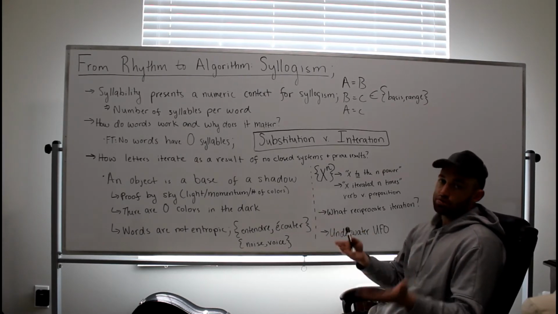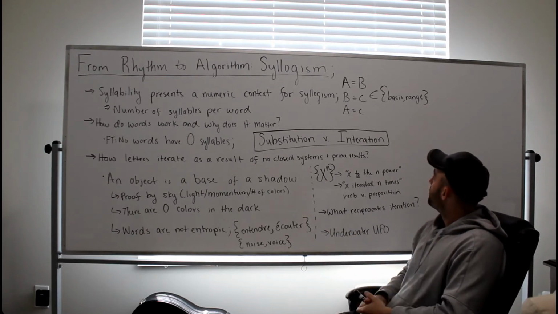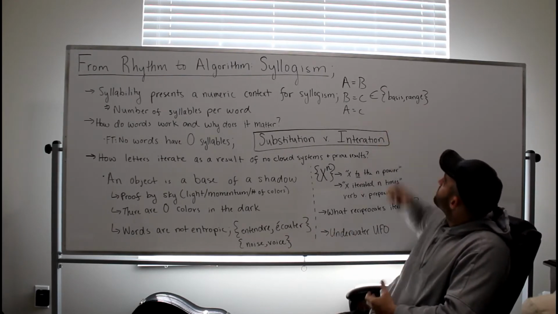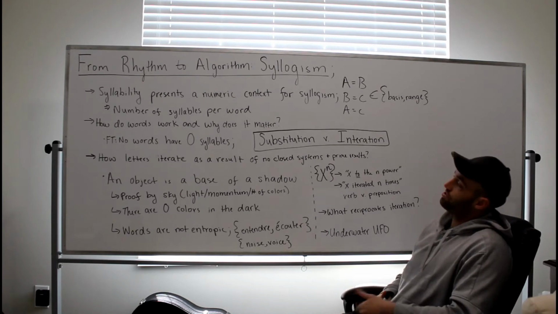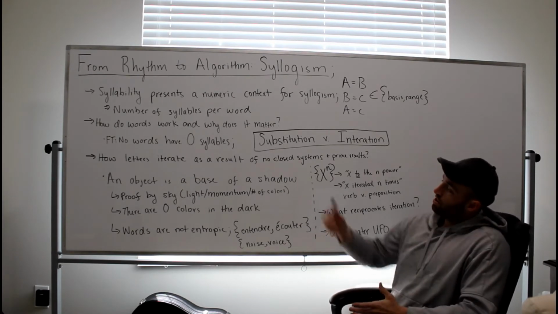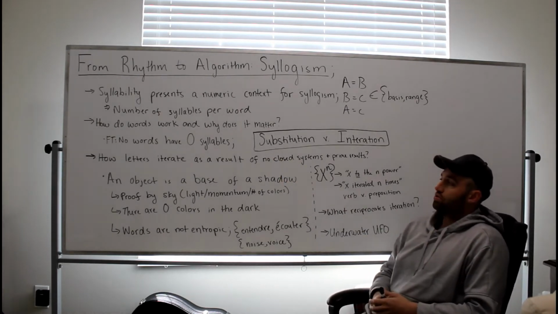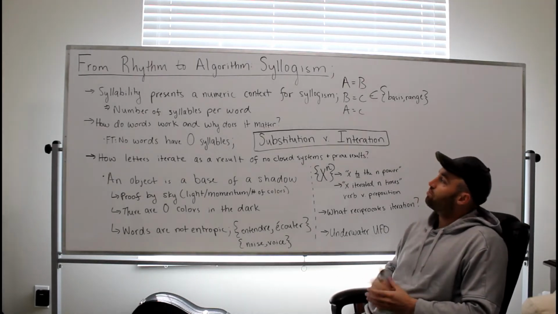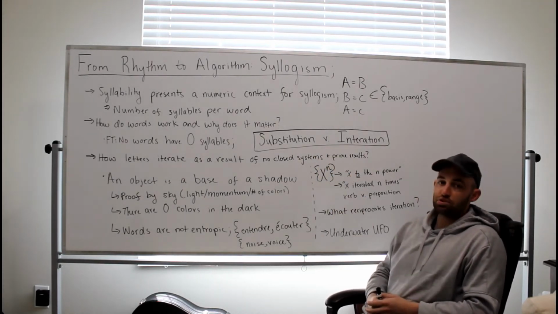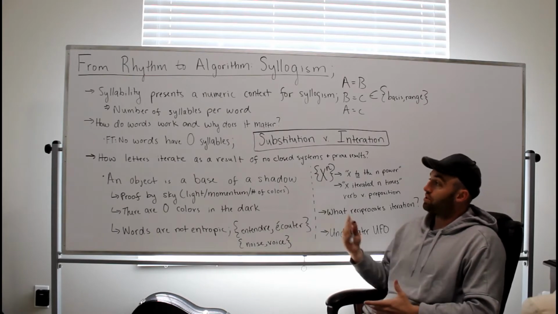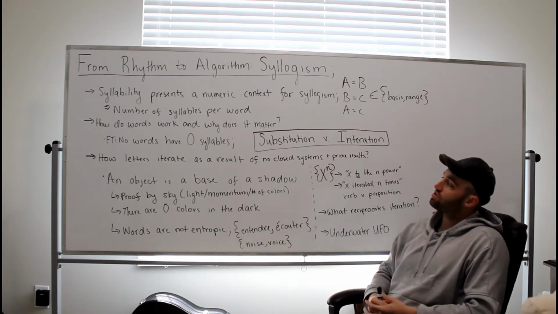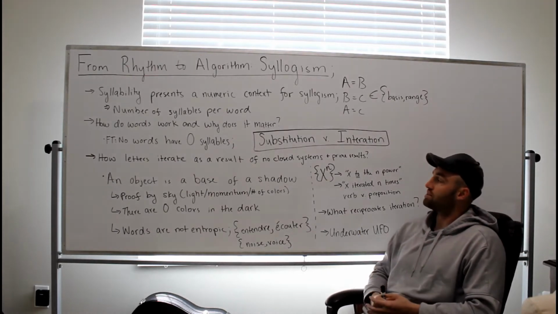Syllability is the number of syllables per word. And then that provides us a context of basis and range for linguistics, right? Fundamental theorem of words, right? We posed a very big question in a lot of the beginning episodes of From Rhythm to Algorithm, and then also the Language and Litigation series. How do words work and why does it matter?